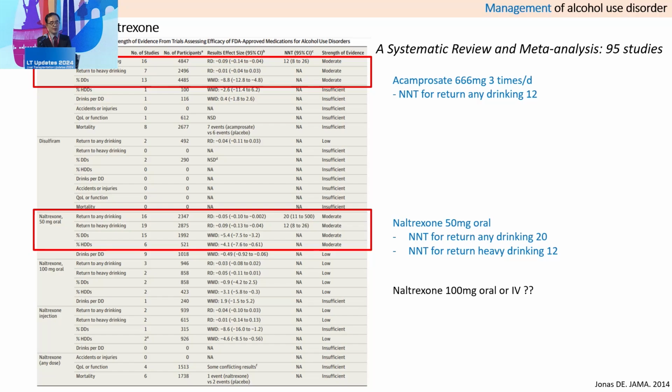A systematic review and meta-analysis of 95 studies compared the effectiveness of acamprosate and naltrexone in treating alcohol use disorder. Acamprosate showed a moderate effect in preventing return to any drinking, with a number needed to treat (NNT) of 12. Naltrexone was also moderately effective, with an NNT of 20 for preventing any drinking, and an NNT of 12 for preventing return to heavy drinking. These findings suggest both medications are beneficial, but the choice may depend on the specific goals of treatment and patient characteristics.